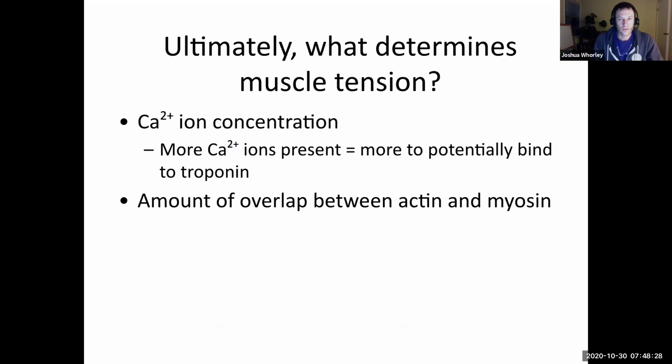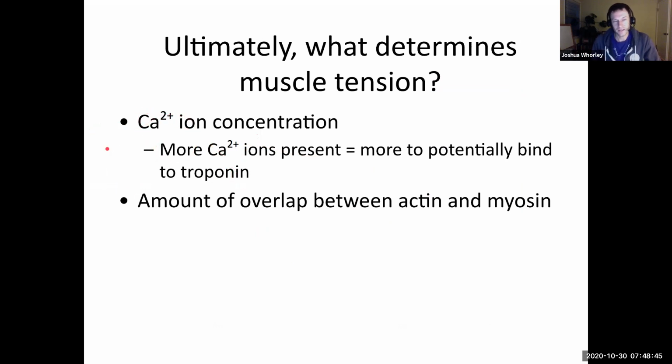Okay, so to wrap up here, I just want you to appreciate that what ultimately controls the tension that we've looked at is calcium ion concentration. The more calcium ions that are in the sarcoplasm, the more that are bound to troponin, the more active sites that are exposed, and the more myosin that can bind to those active sites.